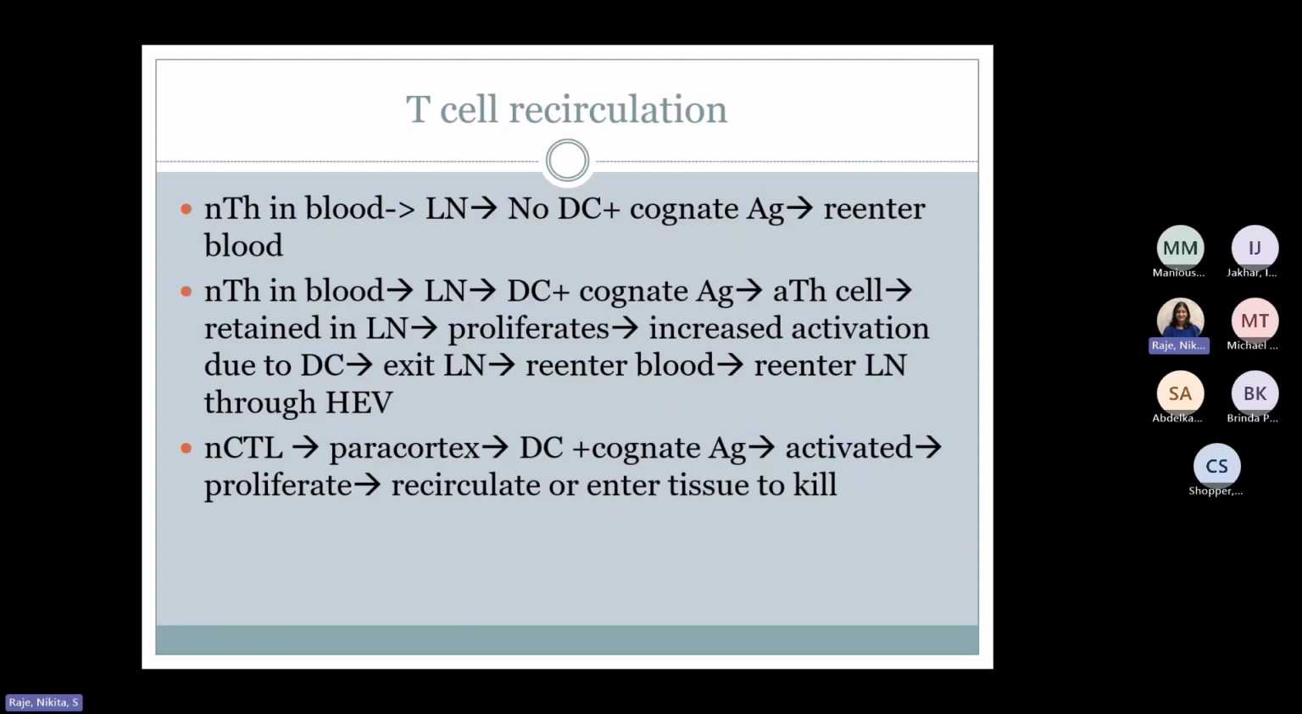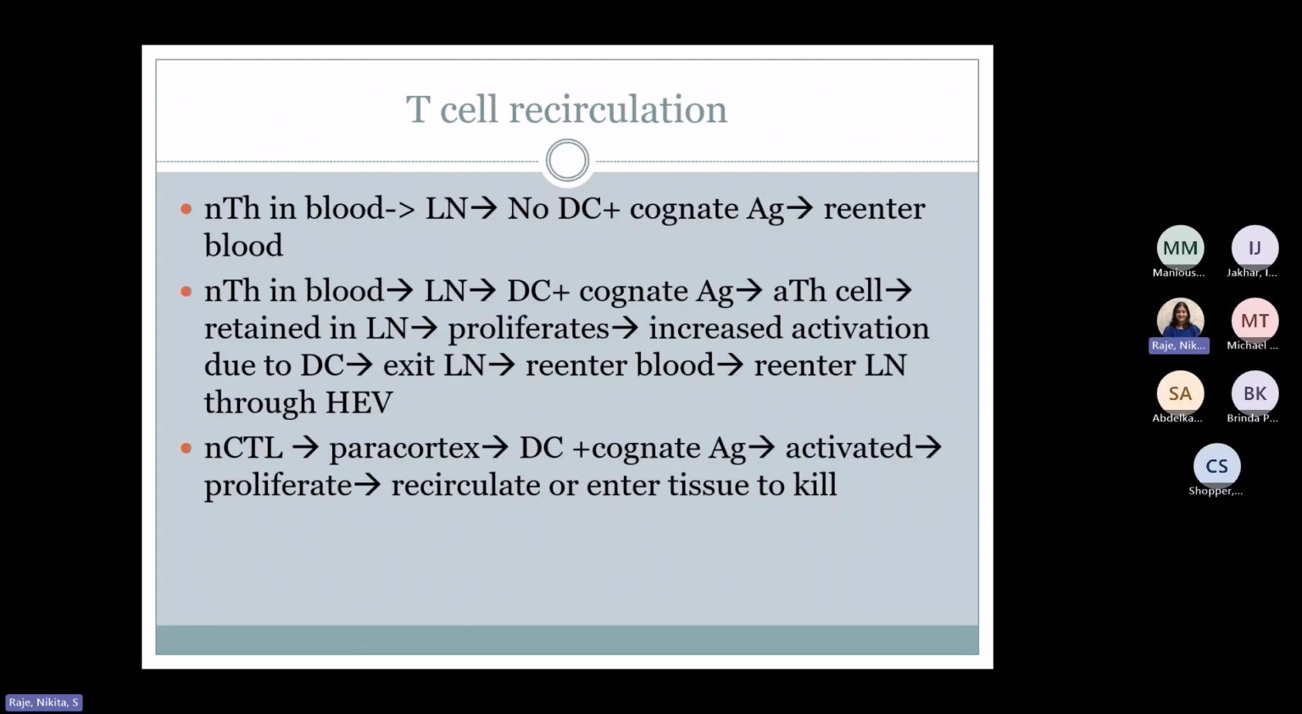All right, T cell recirculation. The naive T helper cells in the blood go to the lymph node as we talked about. And if they do not come across an antigen and do not get activated, they re-enter the blood. If they do come across an antigen that they get activated by, the activated T helper cells stay in the lymph node for a longer time, proliferate, and there is increased activation due to the presence of dendritic cells.